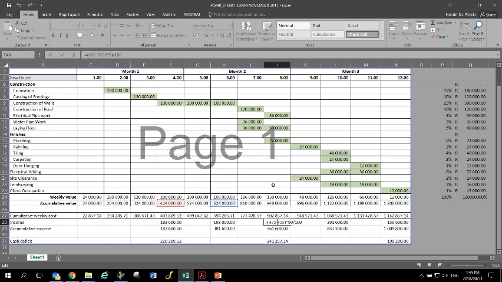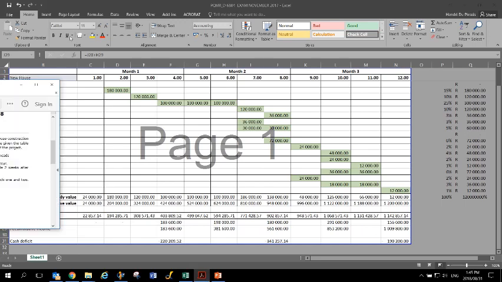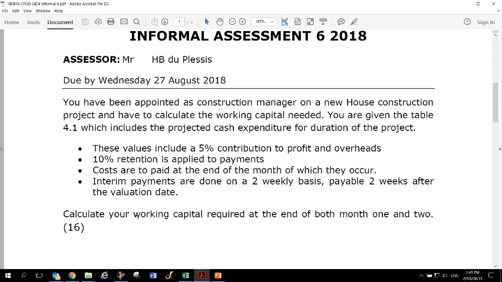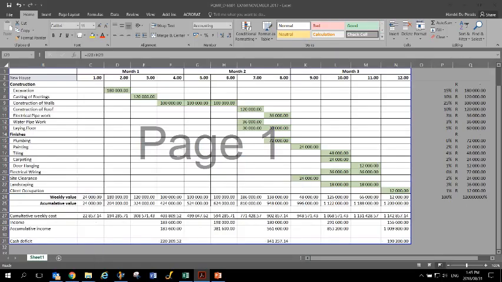So if you put that one on, then your total work done minus your previous claim gives you your amount, and then you've got your cumulative amount here at the bottom. Then getting to your working capital, that is your outflow minus your inflow. Just put this one back there.